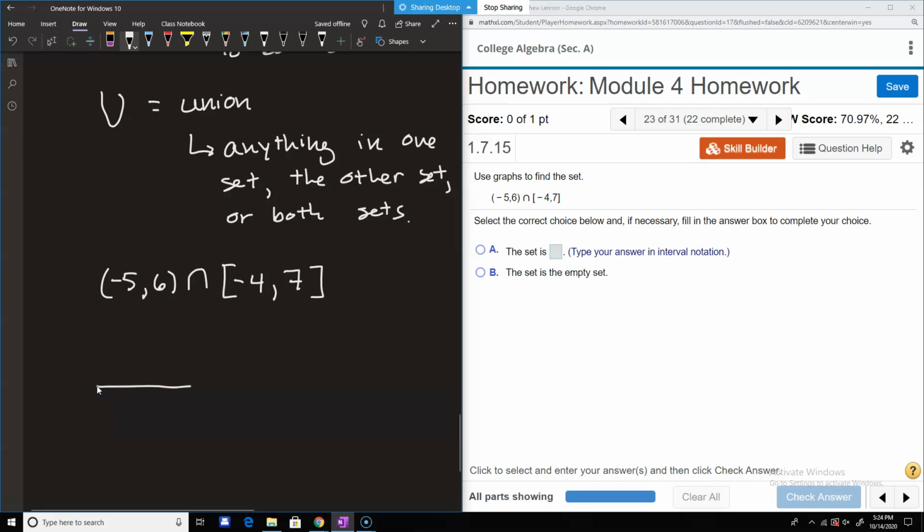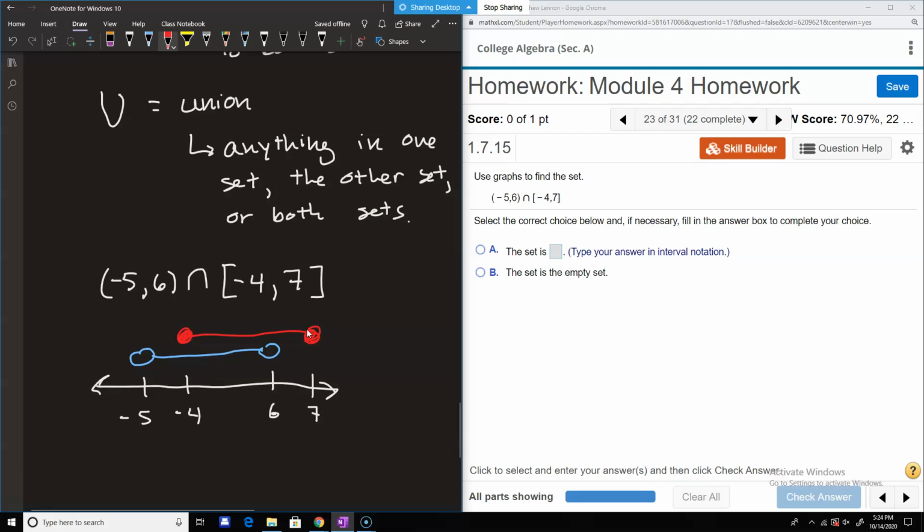So maybe I could take advantage of all these colors I've got here. So we've got -5. I'm not necessarily drawing this to scale, it's just important to see where they overlap. And then we have 6 and we have 7. So let's use blue. We'll do the first set in blue, -5 up to 6. And then we'll do red for -4 to 7. So that would be -4 up to 7.